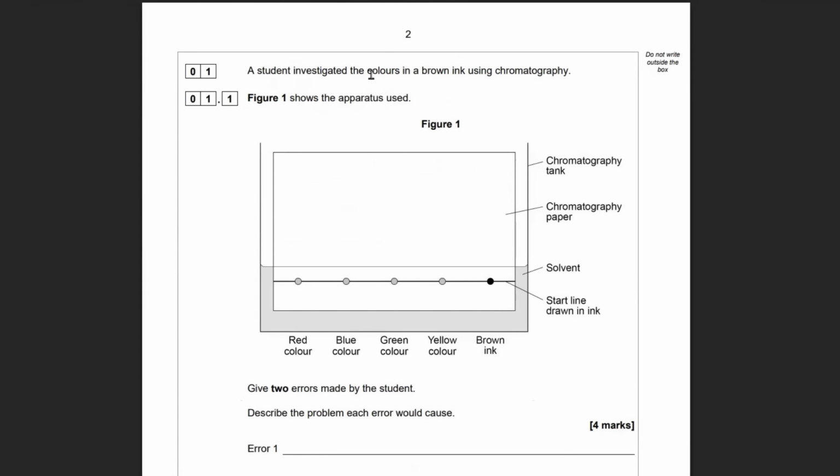A student investigated the colors in a brown ink using chromatography. 1.1. Figure 1 shows the apparatus used. We have a chromatography tank. We have chromatography paper put inside the tank. We have a solvent. We have a starting line along here, and it says the starting line is drawn in ink. We then have a red color, blue color, green color, yellow color, and a brown ink. Give 2 errors made by the student. Describe the problem the error would cause.